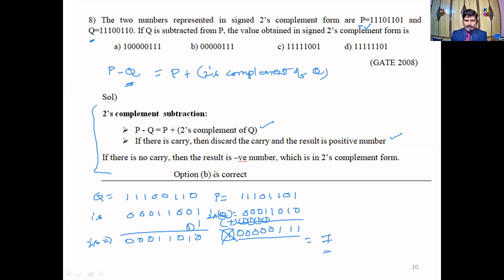Or directly, option B is correct. See, check out here: 000000111. Option B is correct.